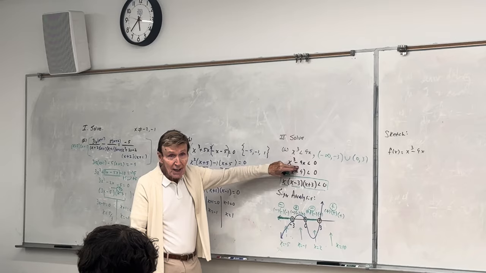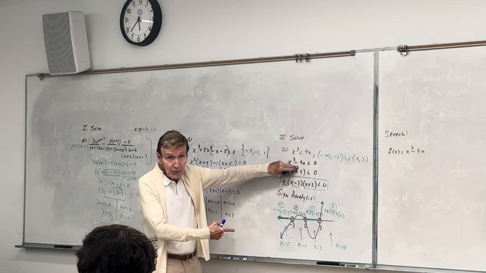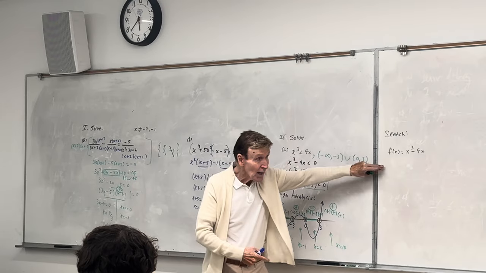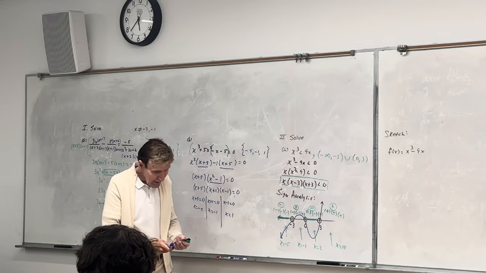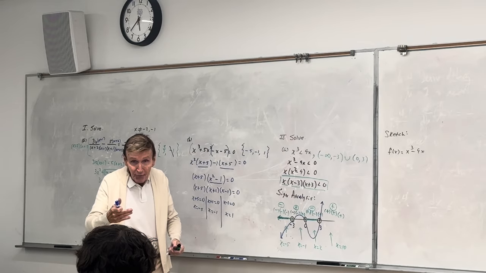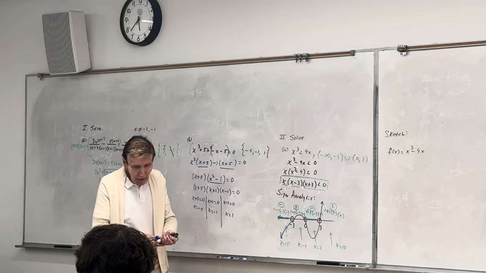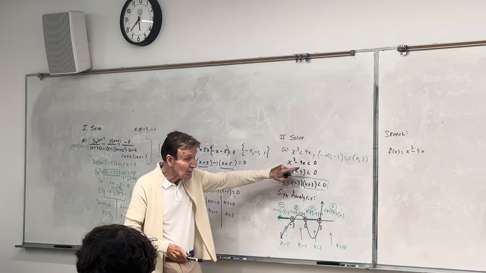X cubed minus 9x, that's its graph, that's its picture right here. That's the picture of x cubed minus 9x. And then the question came out, when is that less than 0? That means now, if you want to answer this by looking at the graph, what part of the graph are you looking at? If I want the part that's less than 0.